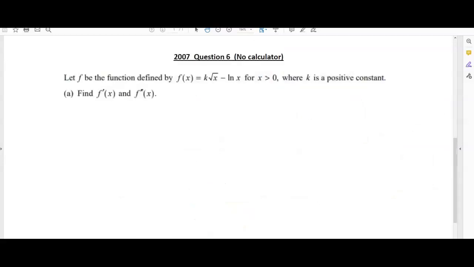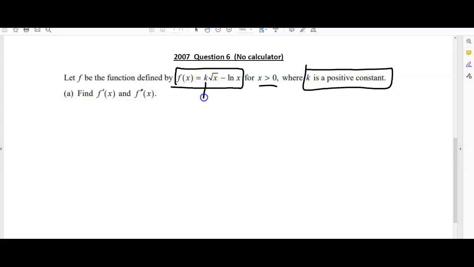All right, so to begin with, it says let f be the function defined by this, for all x greater than 0, that may or may not end up being important in this particular part of the FRQ, we'll see, where k is a positive constant. Now this is kind of a new idea. It's a positive constant. So what that means is that k is not a variable, okay? It's a constant, so it's like a number.